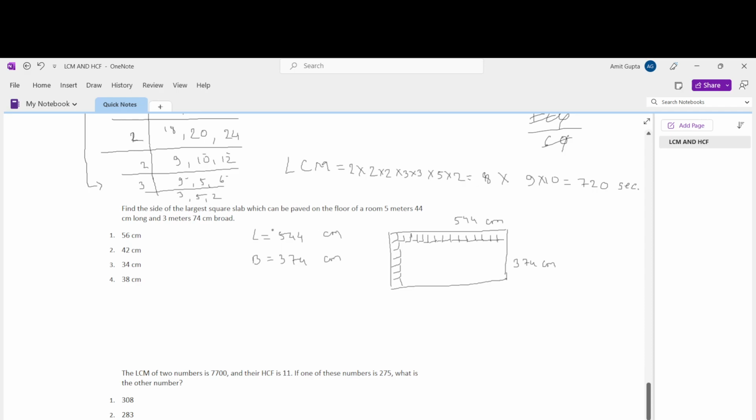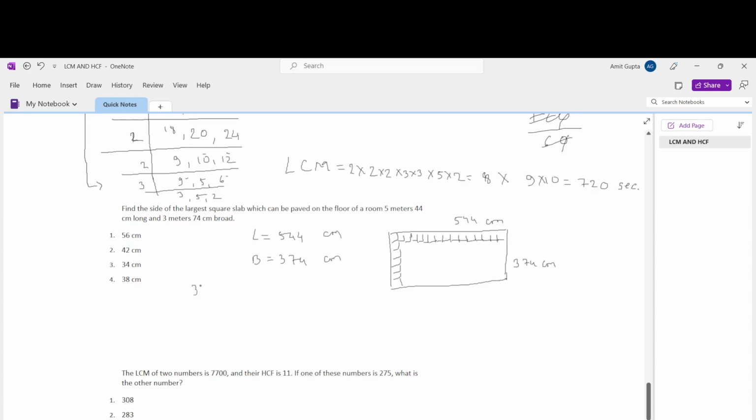And since we are asked for the larger size of the square, we have to find the HCF of 544 and 374. The HCF will divide 544 in a complete manner and also 374 in a complete manner. That is why we are finding the HCF.